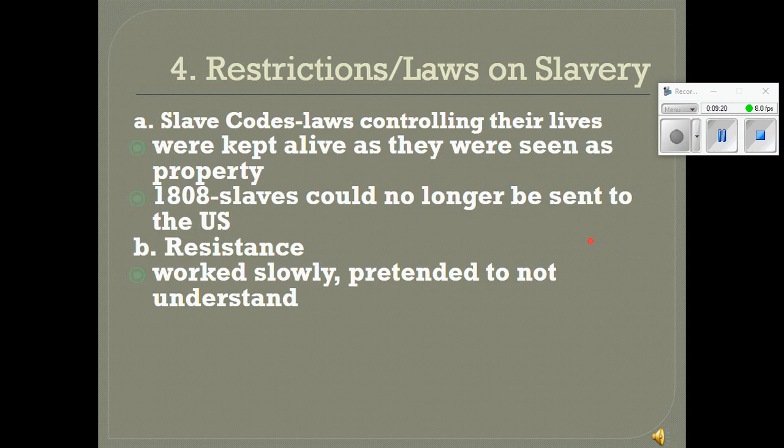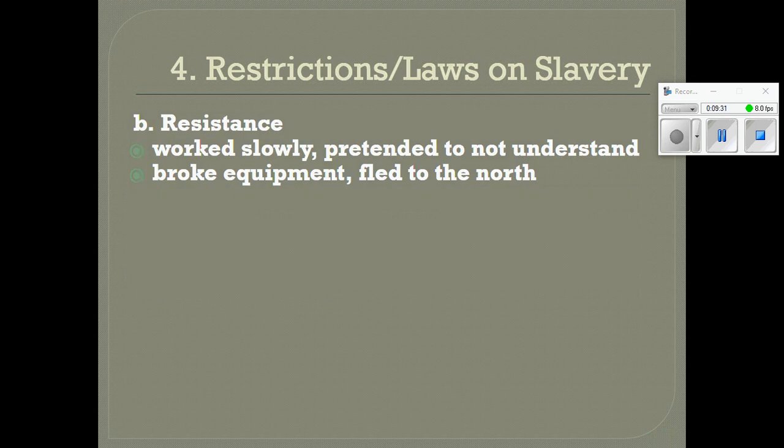You might actually do that with your parents when they tell you to clean your room or do chores and say, oh, I didn't hear you, I didn't know what you said. At least my own kids do that too. But anyways, that's their own method of resisting. You could break equipment, you could flee to the North, and soon we'll talk about the Underground Railroad. It really isn't established yet, but you could try.